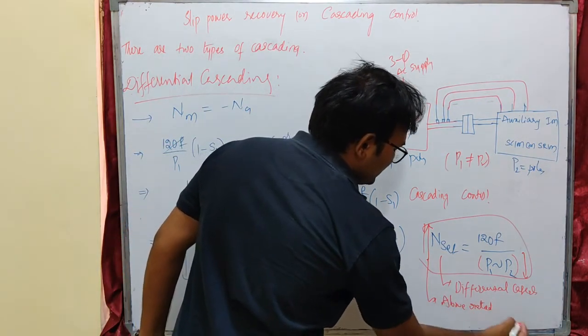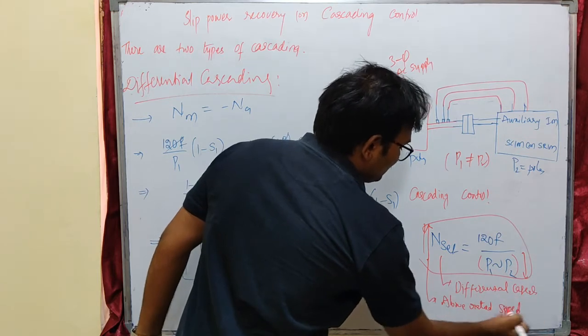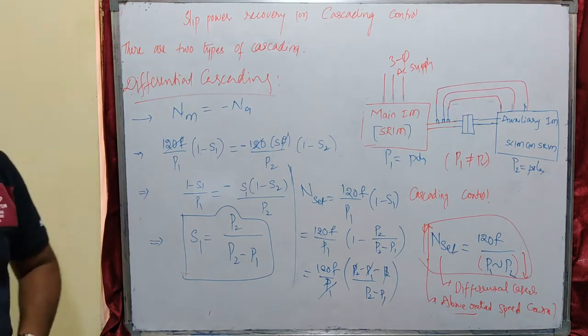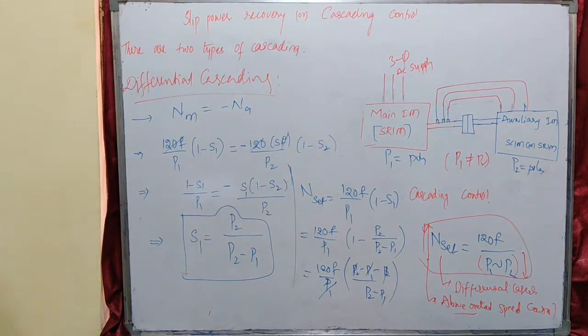Cumulative cascading was below rated speed control. Differential cascading is above rated speed control. Okay, this is the observation. So this is about our speed controls of induction motor. I hope you understand. If time permits, I am going to do some problems on the speed controls so that you can understand the concept better.